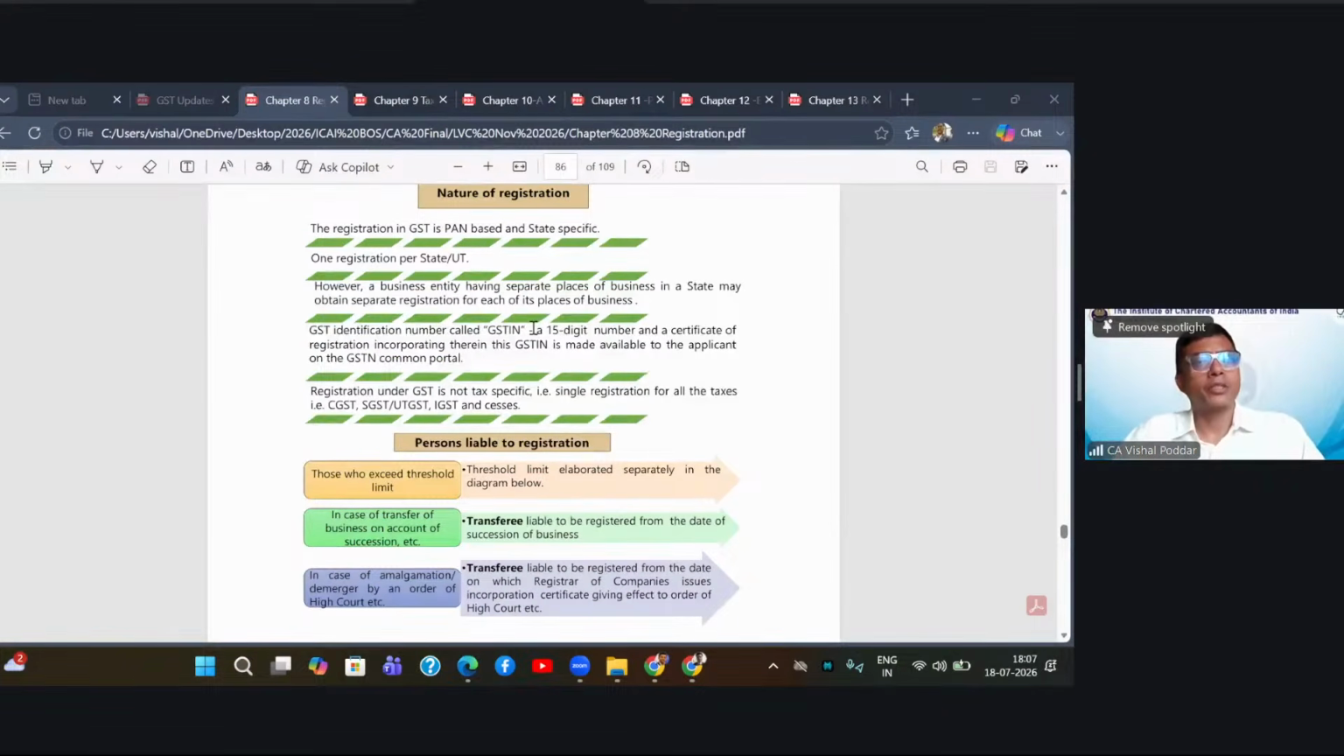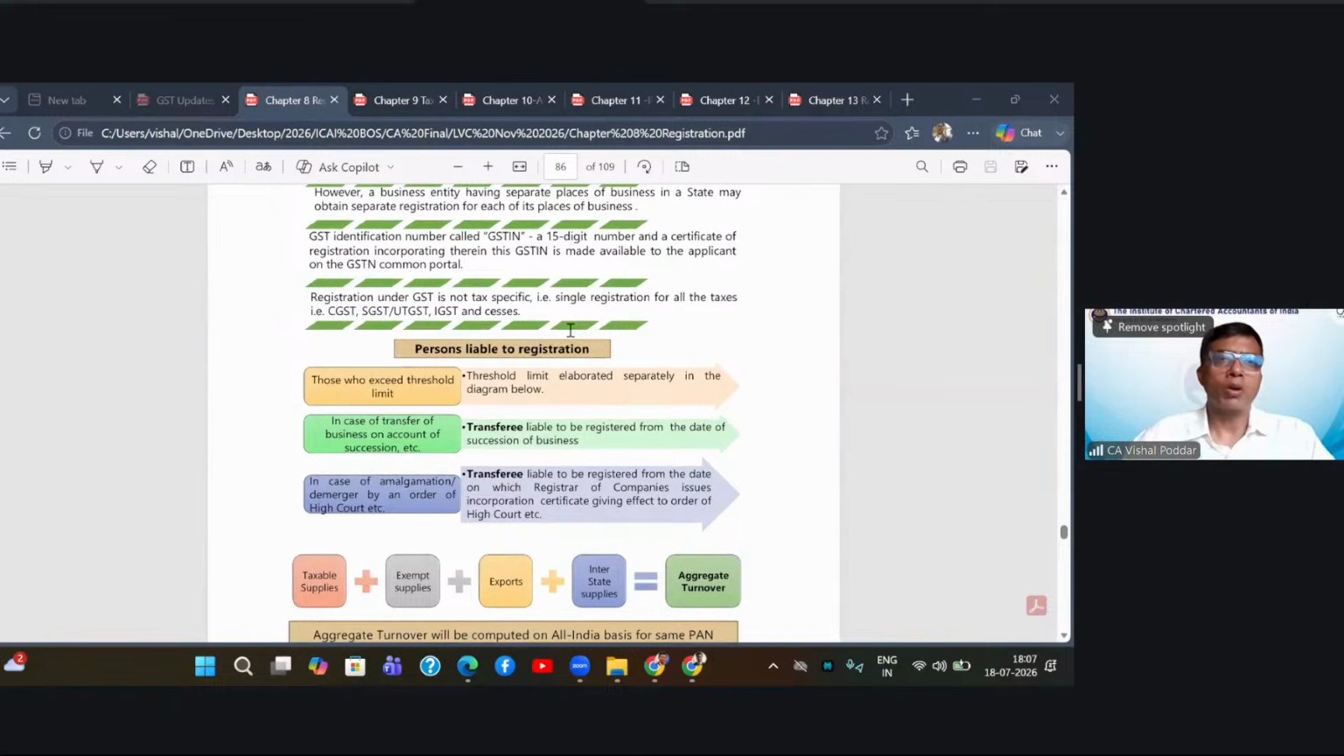The GSTIN, which is the GST identification number, or in simple words, the GST registration number, is a 15-digit number. And as I said, 10 digits of it are made up of your PAN. The starting 2 digits are made up of the state code. So it helps you identify from which state that particular dealer belongs.